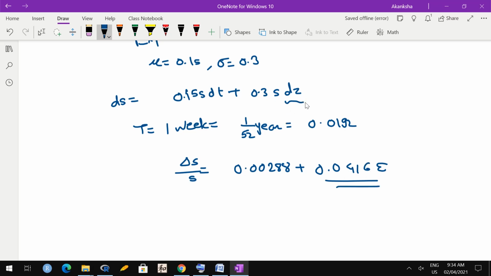Where has this come from? Because again for dz we substitute epsilon times the square root of delta t. So dz is epsilon root dt, and dt is this, as we know. Now I know the distribution of the return because epsilon is normal 0, 1. Using this I can get, say, a confidence interval for the return, the expected return, etc. Is it okay?